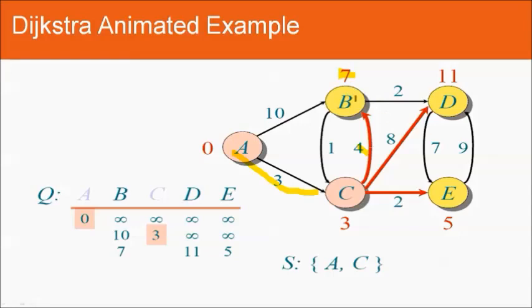Next, we have the 11 on D. We have a path value of 11. How did we get the 11? From vertex A to C, we have 3. From vertex C to D, we have a weight of 8. So 3 plus 8 is 11. Okay? Next, what about 5? How did we arrive at 5? From vertex A to C, we have 3. From vertex C to E, we have 2. That's why we have 5.